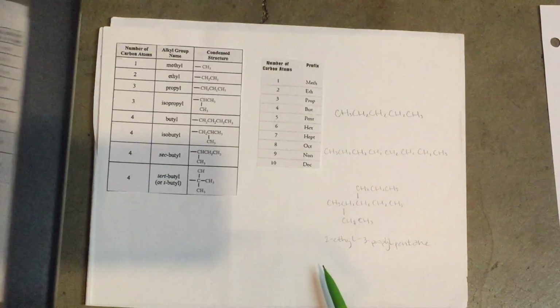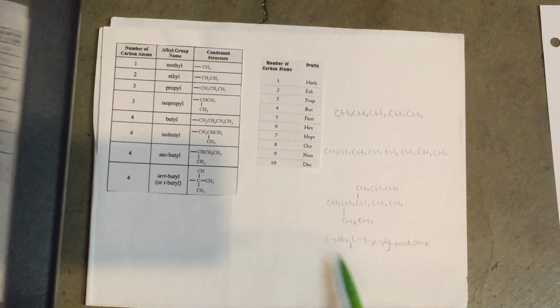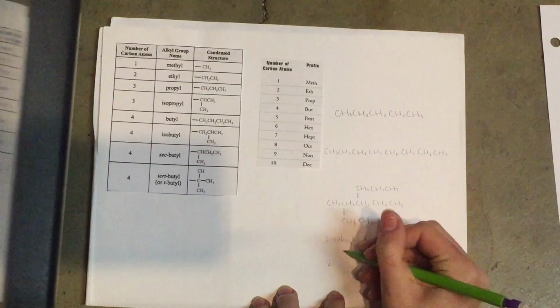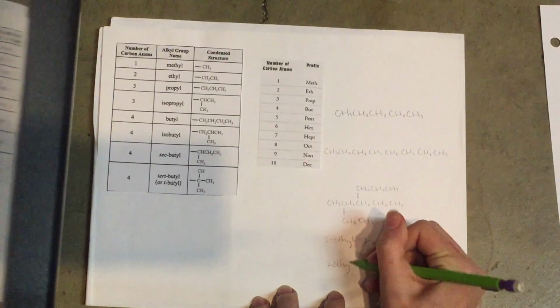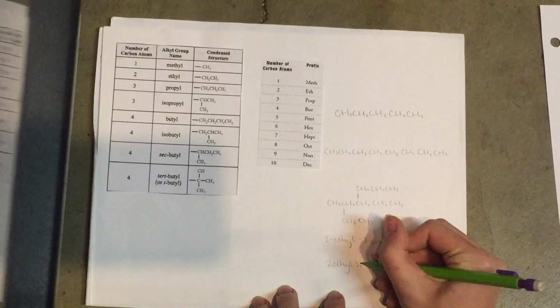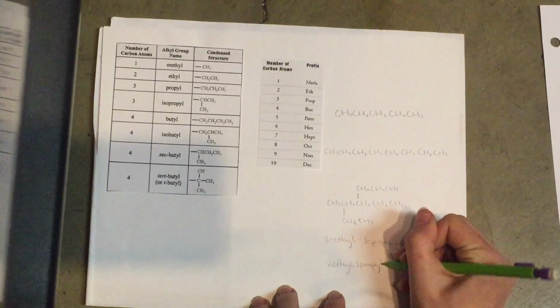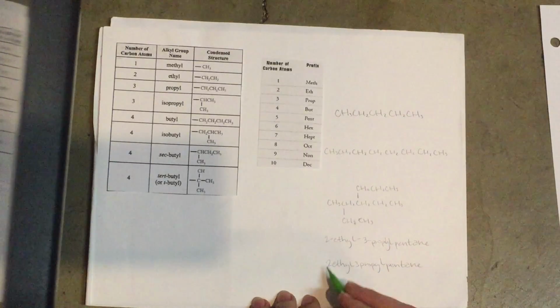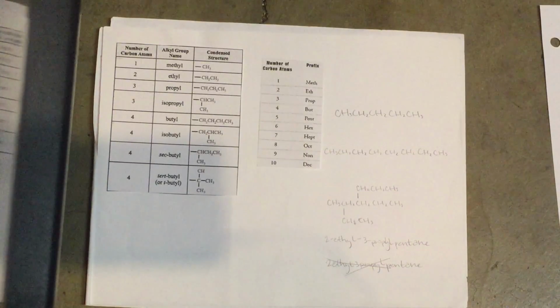As well, along with that, we also put hyphens in between our numbers and our words. So we would also not write 2 ethyl 3 propyl pentane without hyphens. This is also incorrect. We would not do this.